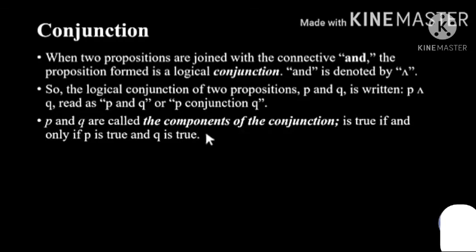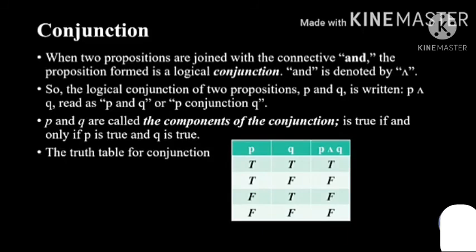P እና Q የዚህ አዲሱ conjunction P and Q የሚባለው conjunction ኮምፖነንቶች ናቸው and P and Q can always be true if and only if P is true and Q is true. አሁን እዚች ጋር የትሩዝ ቴብሉን ላምጣና እቺን ኤክስፕሌን አደርግላችኋለሁ። The truth table of the conjunction is this one.